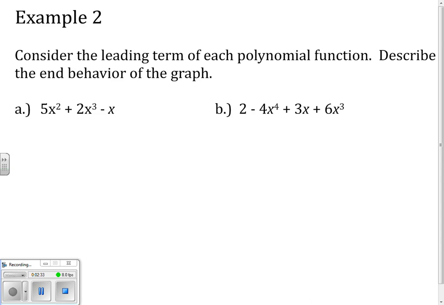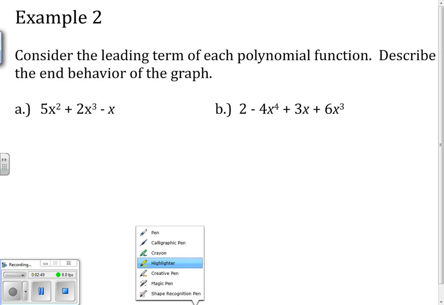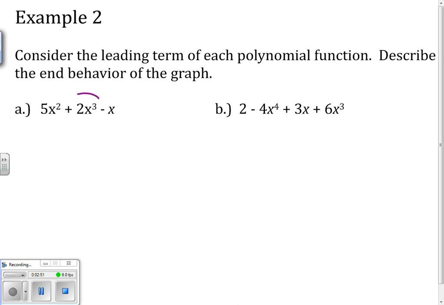So now we're going to talk about end behavior. They want you to consider the leading term of each polynomial function and describe the end behavior of the graph. So the first thing you need to do is determine which term should be the leading term. That requires standard form. In standard form for letter A, the first term that should occur is this one. It's the highest power. The power there is a 3. That term is positive, and the power 3 is odd.